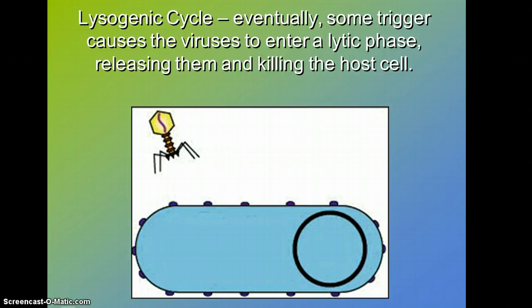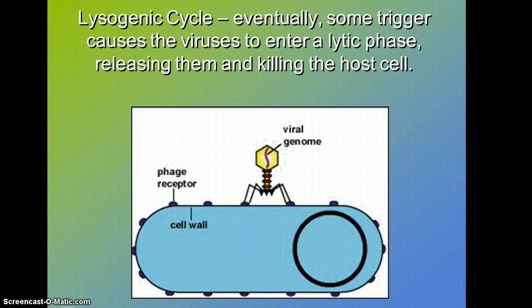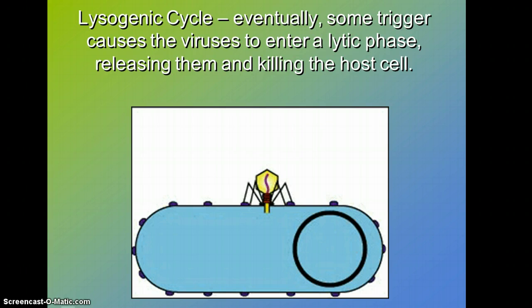Eventually, some trigger causes the virus to enter a lytic phase, releasing them and killing the host cell. So this has happened to hundreds of cells, so hundreds to thousands of cells. So you'd have hundreds to thousands of viruses being released at once.